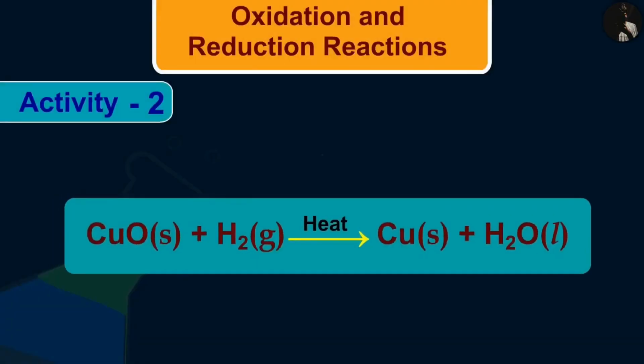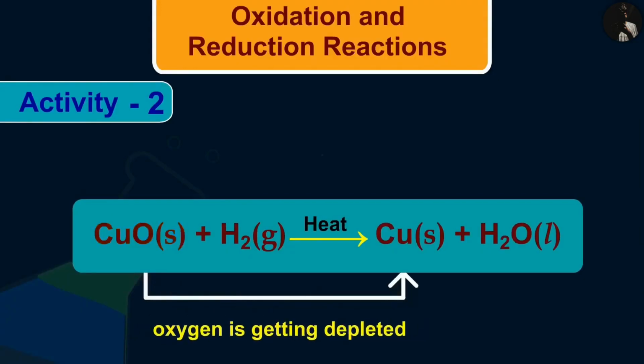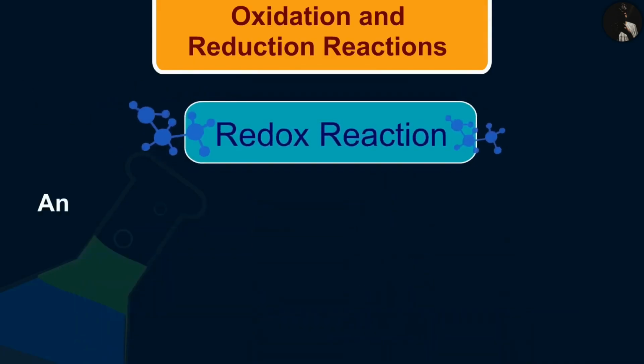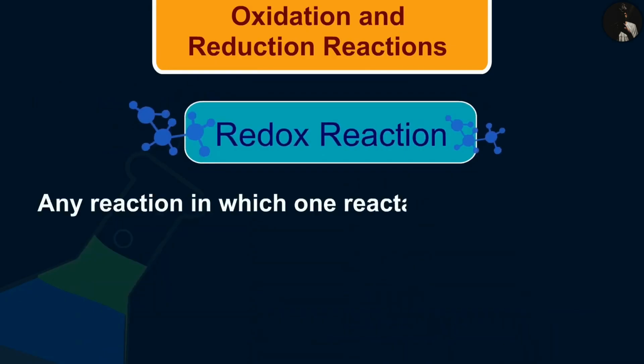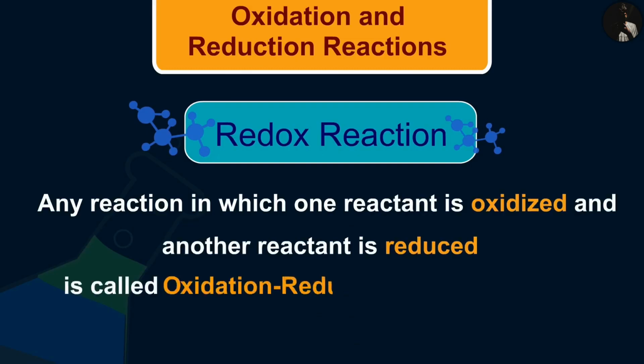If we look closely at this reaction, we will find that oxygen is getting depleted from copper oxide. Hence, it is reduced, and oxygen is increasing in hydrogen. So, it is oxidized. Any reaction in which one reactant is oxidized and another reactant is reduced is called an oxidation reduction or redox reaction.